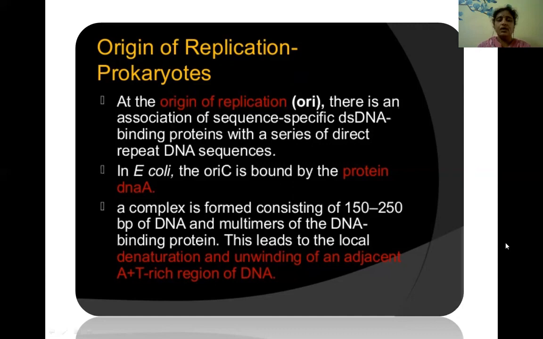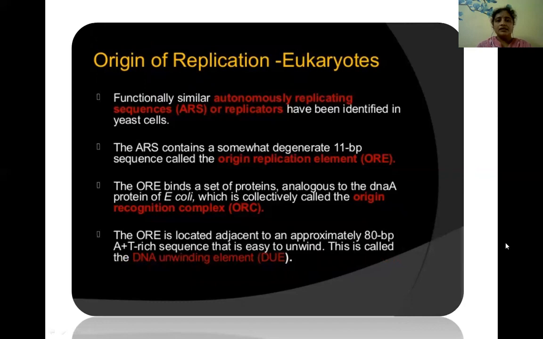This leads to the local denaturation and unwinding of the adjacent AT-rich region of the DNA. Next, in eukaryotes, functionally similar autonomously replicating sequences, or replicators, have been identified in yeast cells. The ARS, or autonomously replicating sequences, contain a somewhat degenerate 11 base pair sequence called the origin replication element.